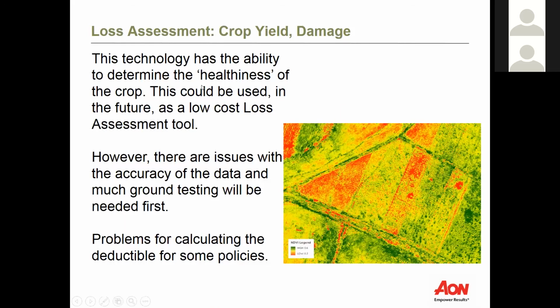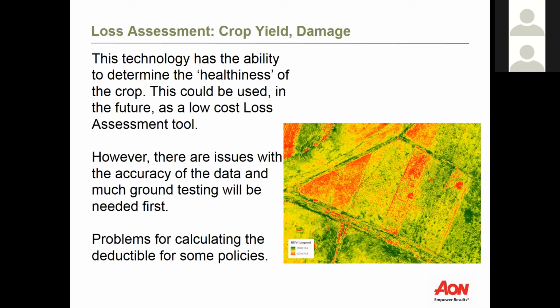So I think in future, we're going to probably start using these vegetation indexes as loss assessment tools. There's a lot of advantages for it, but there still needs to be a lot of ground truthing and ground testing. There's a very good organisation called RIICE, R-I-I-C-E, and they're currently doing a lot of this ground testing, but they've been doing it for maybe almost 10 years now. And they're now becoming very confident with the results, but it does take a long time to do this.